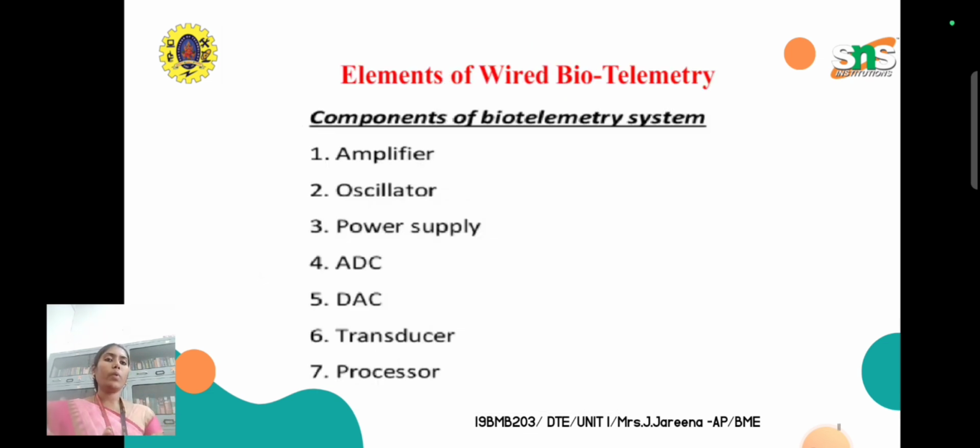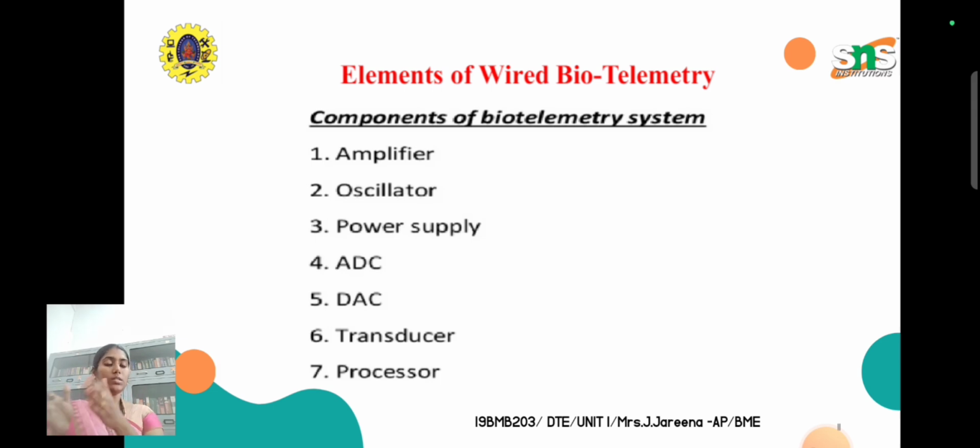Okay, so wired biotelemetry is very simple. Whatever we discussed in the last class is wired telemetry, because there we included copper wire for transmitting the signal from the transmitter end to the receiver end. All the components are just the same as what we discussed in the last class in the generalized block diagram of wired biotelemetry. For example, you have the blocks of amplifier, oscillator, and power supply. If you need a conversion process, then you have to go with an ADC.